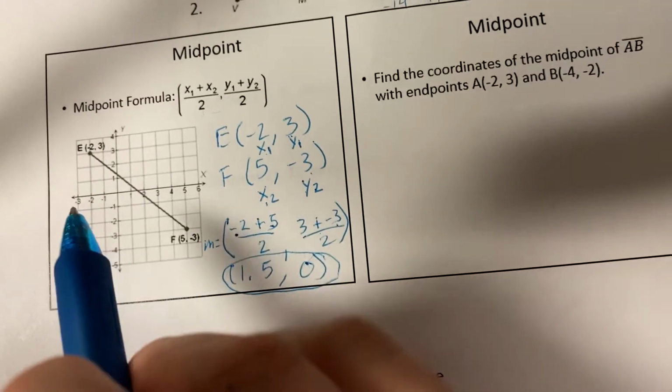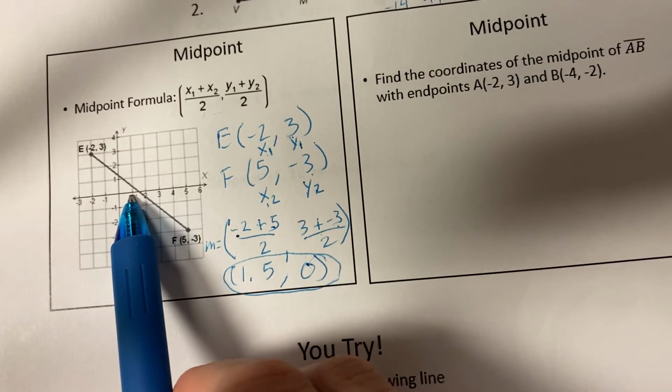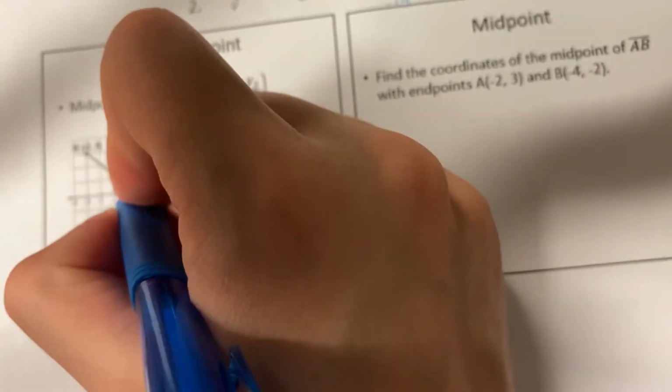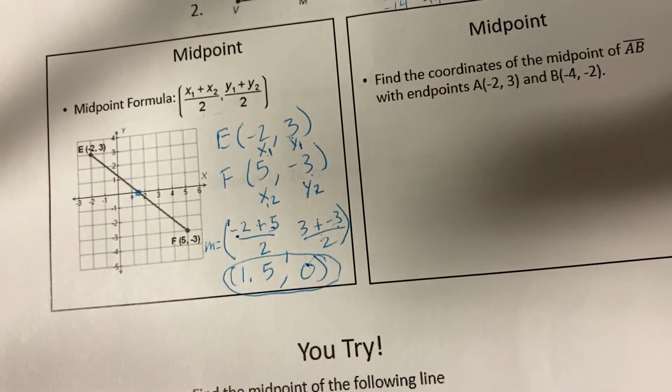And a good way to check yourself is if I go to 1.5, which is about here, 0, this right here should be my midpoint. And it looks like the midpoint, doesn't it?